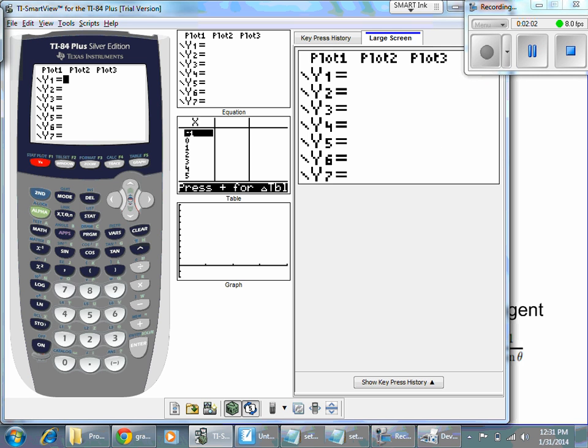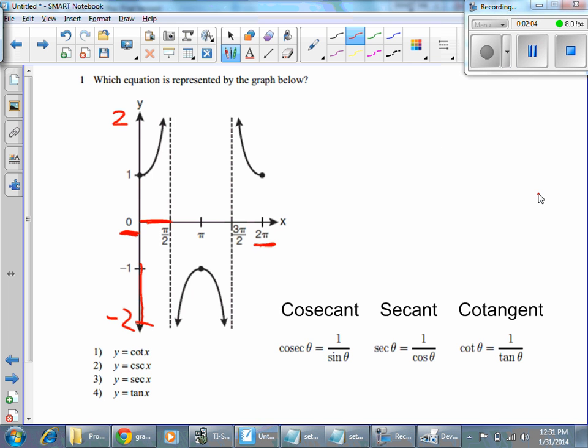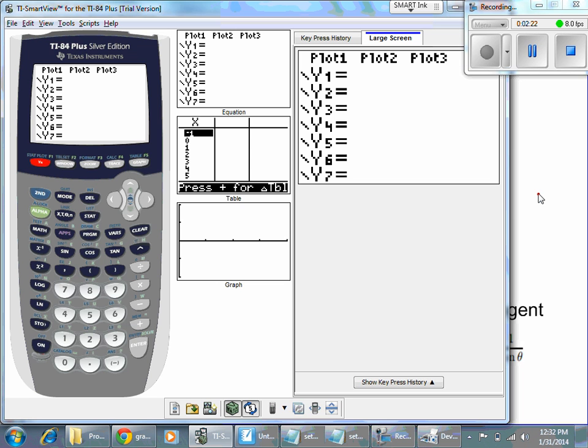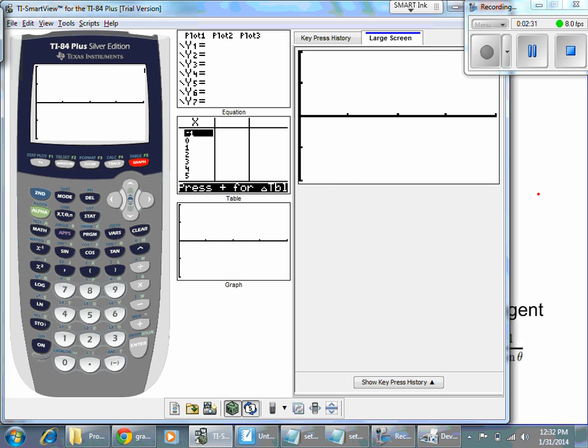Once I've set my window, I want to test out each of these answer choices. I'm going to test out answer choices 2 and 3 because I can immediately see that this isn't going to be a graph of cotangent or tangent, but you can test those too if you're confused. The first answer choice is cosecant, so that's going to be 1 over sine of x. Into my y1, I'm going to plug in cosecant, or 1 divided by sine of x, and I'm going to graph it.